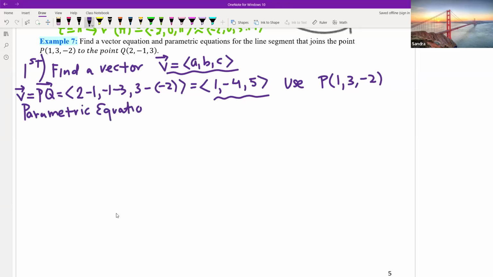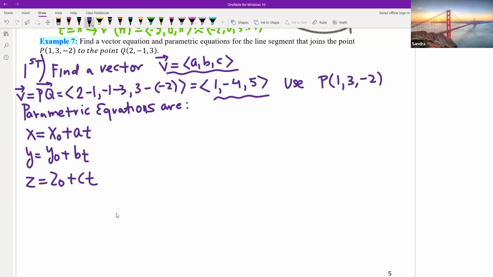Okay, the parametric equations are, I hope you remember this, x equals x of 0 plus at, y equals y of 0 plus bt, and z equals z of 0 plus ct, where x of 0, y of 0, and z of 0 happens to be the point, and your a, b, and c happen to be your vector numbers. Okay, with that in mind, now we can replace them.